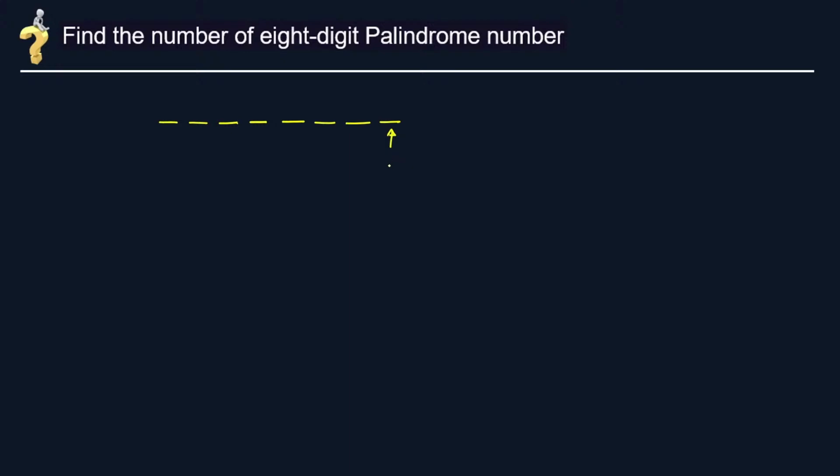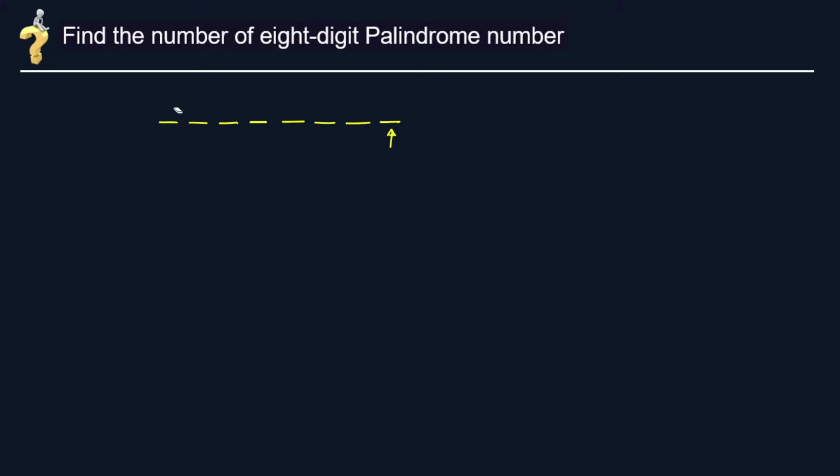Now somebody can say in a hurry that, sir, this place will be filled in 10 different ways. Wrong. Because this place cannot be filled with 0. Why, you know? Because whatever digit you are putting here, you have to put the same digit over here. And if it ends with 0, it means the number will start with 0 since it's a palindrome number. Which is not possible because if the 8-digit number starts with 0, it no more remains an 8-digit number. It becomes a 7-digit number. So be very careful while you are filling the last place.